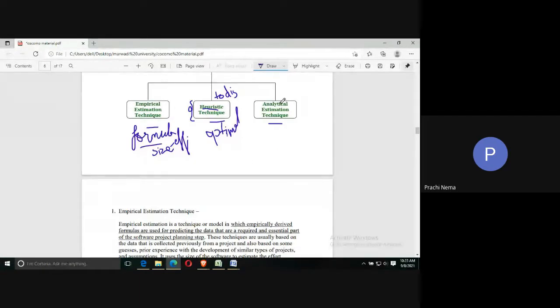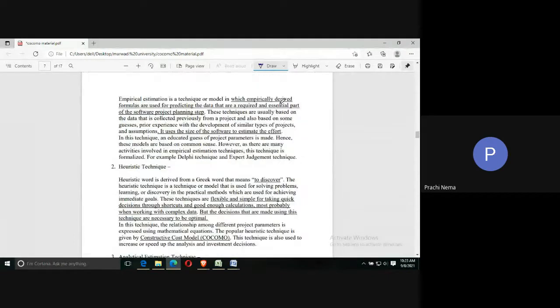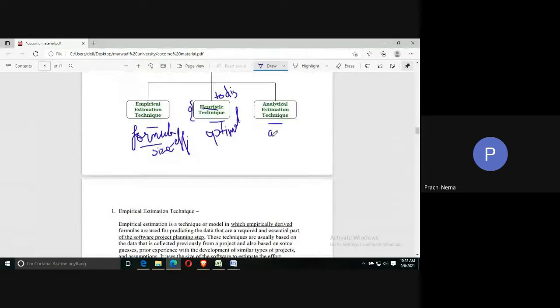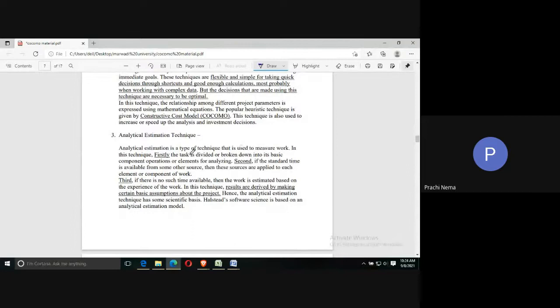Then comes the analytical estimation technique. That is your last type of technique, and it is based on assumptions. It will make certain assumptions, and based on those assumptions it will calculate the cost. See, if you want to know the steps involved in analytical techniques: firstly we will divide the task into subtasks, or the components into subcomponents. Then for each component, if the time is given, then it is okay, we know how much time each component will take to be developed.